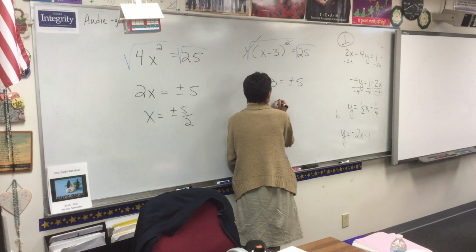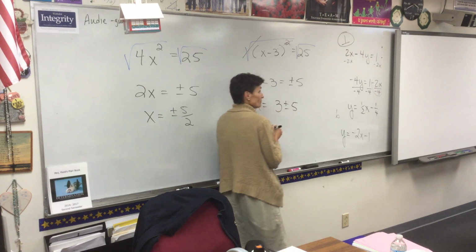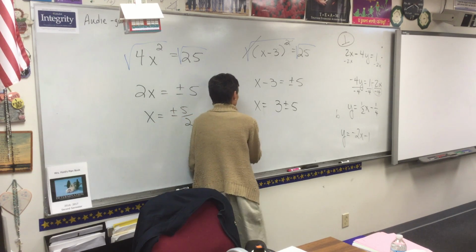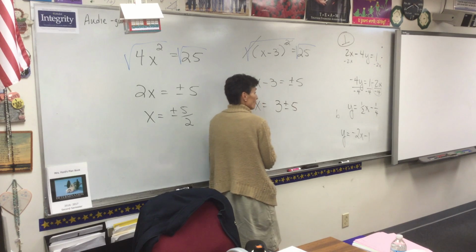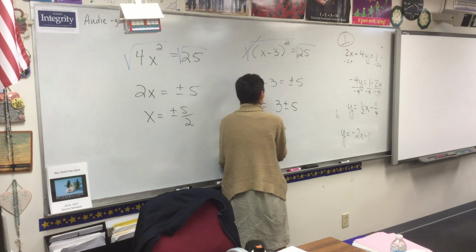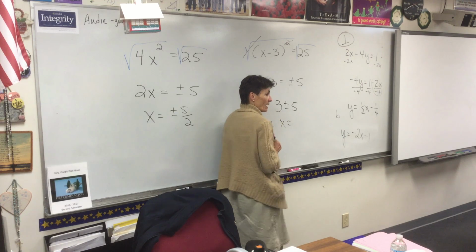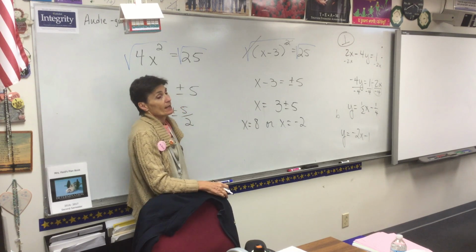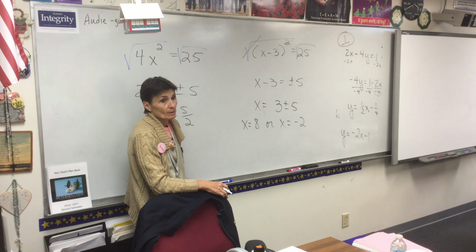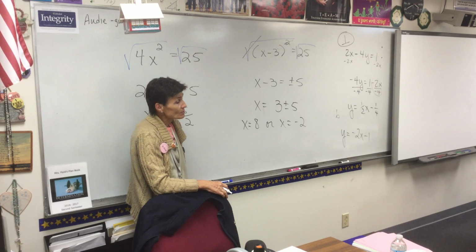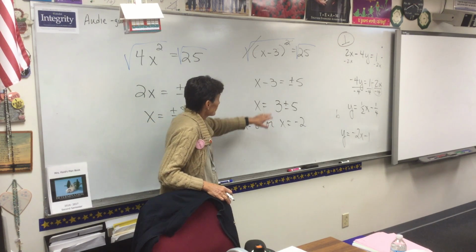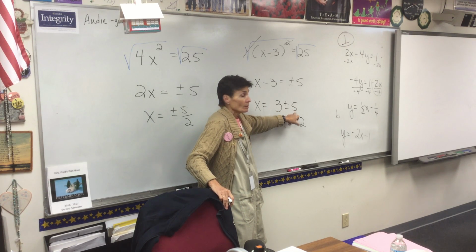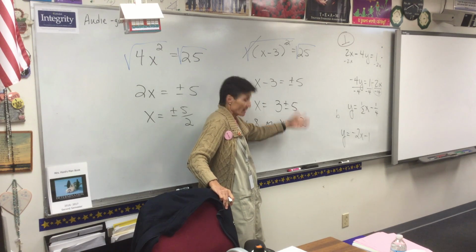So I'm going to add 3 to both sides. So I have 3 plus or minus 5. You all right with that? Yes. So what does x equal? x equals 3 plus 5, which is 8. Or x equals 3 minus 5, which is negative 2. So your answers are 8 and negative 2. Always two answers with a quadratic. But you did it a different way too. Did you get 8 and negative 2? Yes.